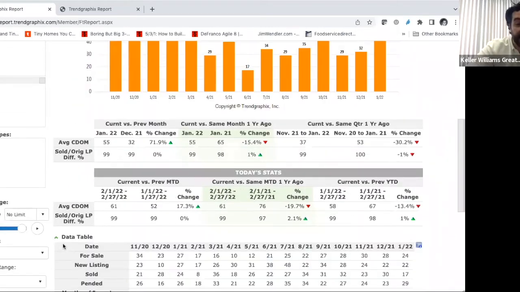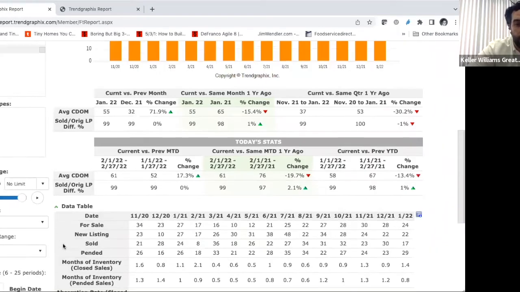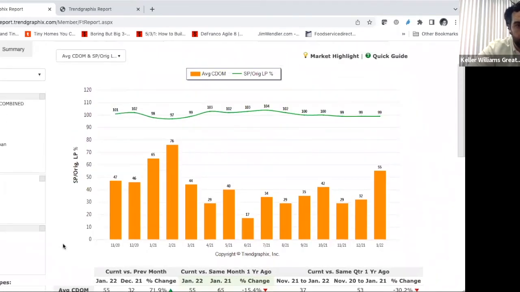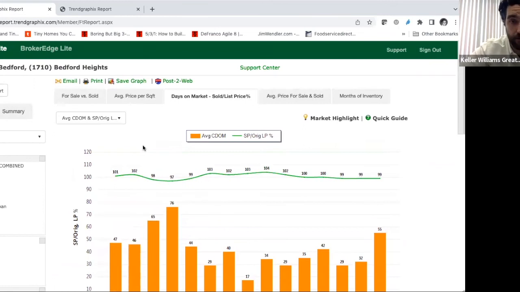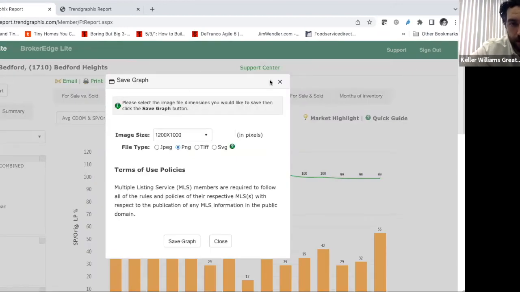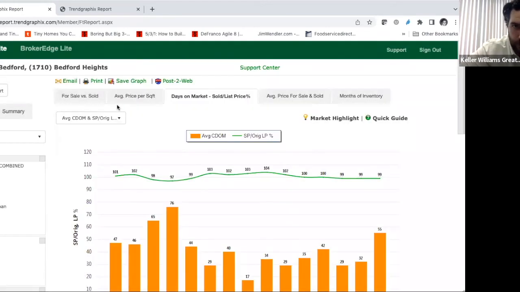So guys, this is the nickel tour of this platform that you all have access to. I encourage you all to get in there and click around. You're not going to break anything. You're not going to bump into anything. But it might be pretty valuable to you in the next conversation that you have with a buyer or seller. And then you can obviously download and save all the graphs that you want.